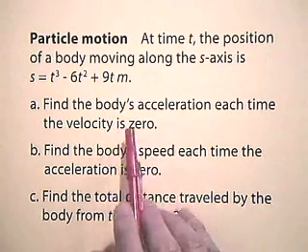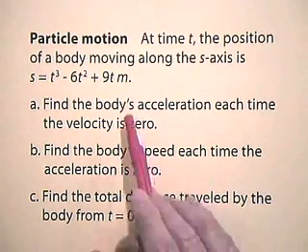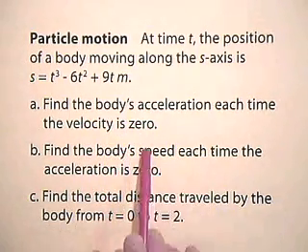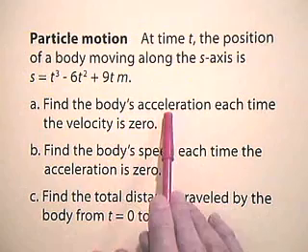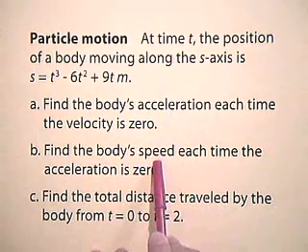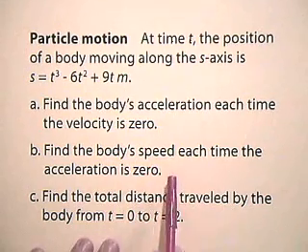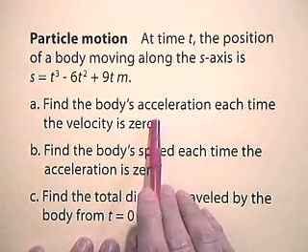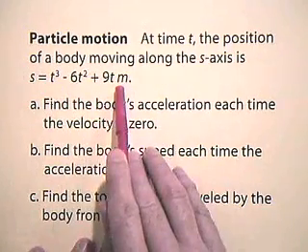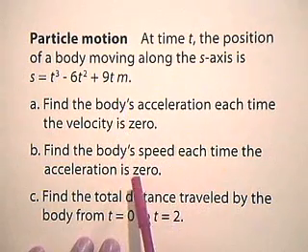Now, let me just point out a couple of things about what we'll most easily do to solve this problem. We're going to be needing velocity. We're going to need acceleration. We're going to need speed, which is the absolute value of velocity. So consequently, the first thing to do will be to take the derivative of this function to get the velocity and then differentiate again to get the acceleration.